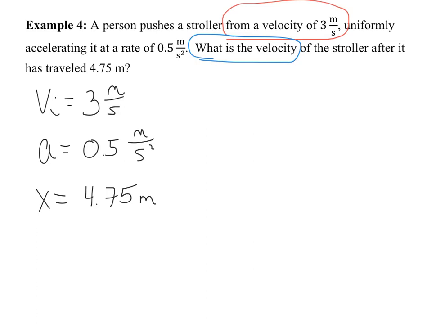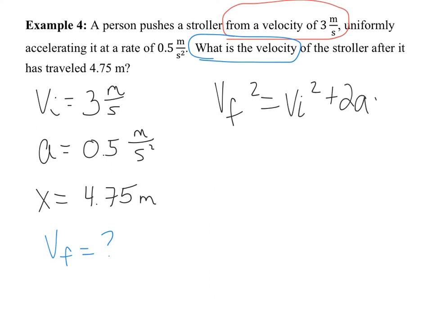And as we saw, we're looking for final velocity. We have x, we have vi, we have a. That's one formula that works really well for this. Okay, and it's vf squared equals vi squared plus 2ax. It's not only a nice formula because it's already solved for vf, but it's really a nice formula because we know everything else in the formula. So this is just a plug and chug here.